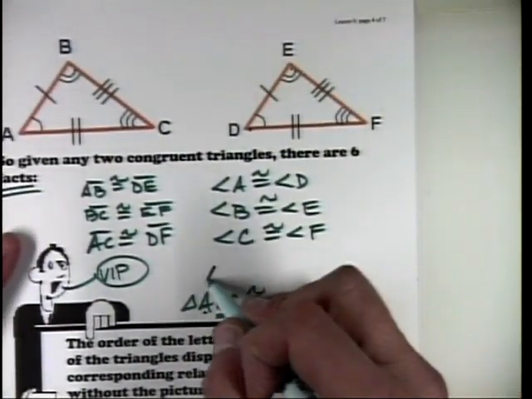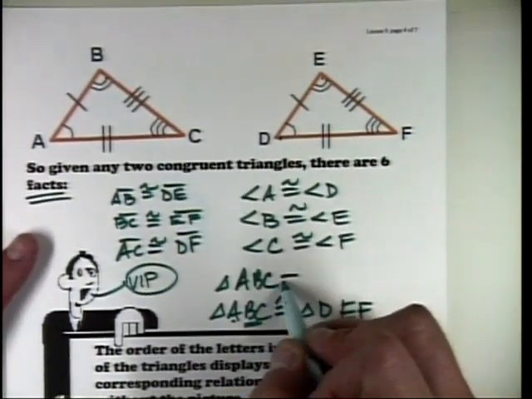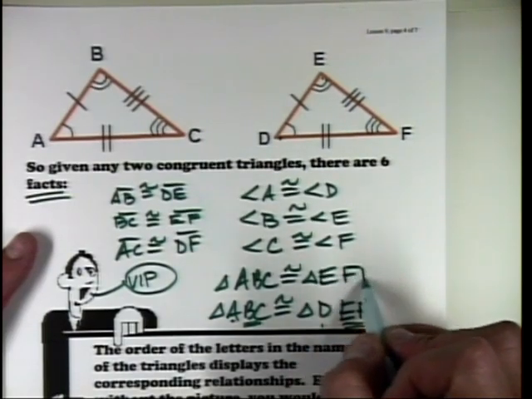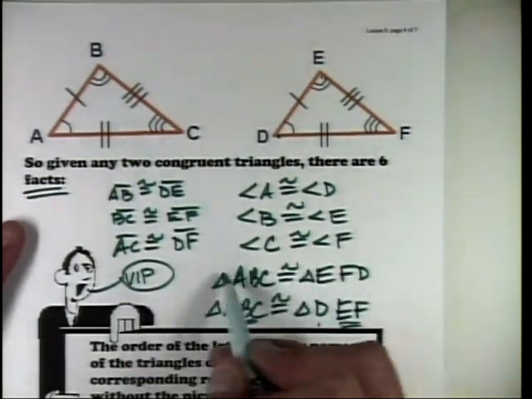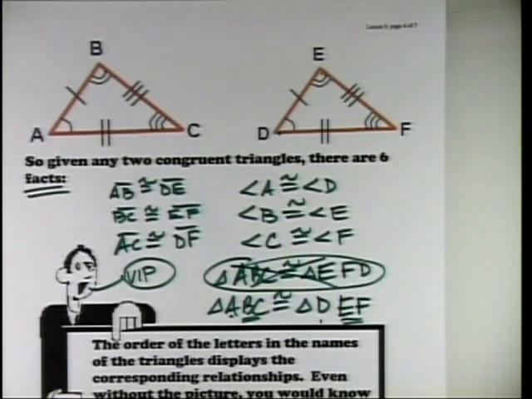You could not say that triangle ABC above is congruent to triangle EFD, because that's not the order of the corresponding parts. So be very careful and very deliberate when you know you have 2 congruent triangles that you're naming them in the same fashion, in the same order.